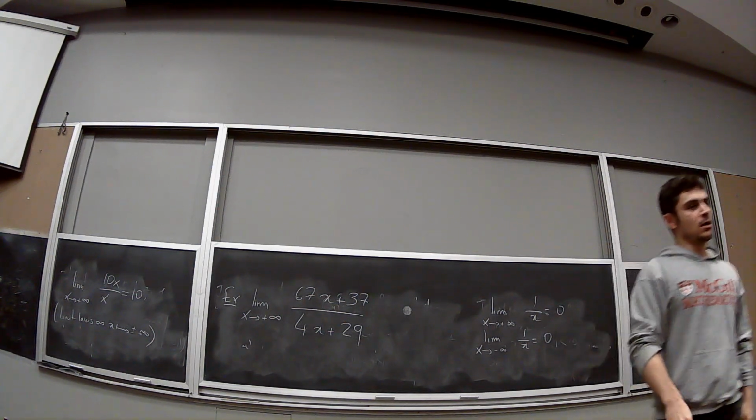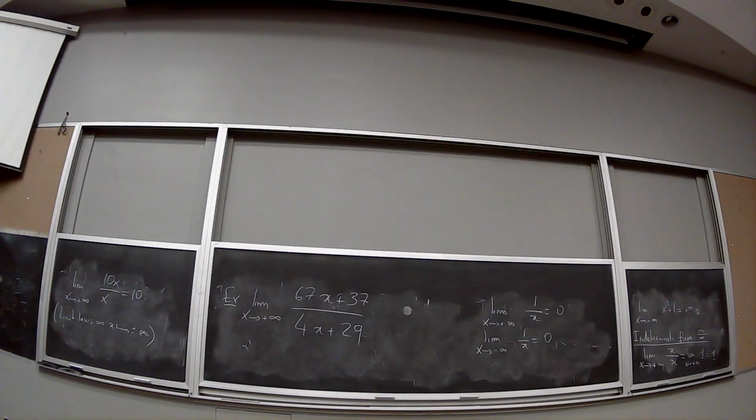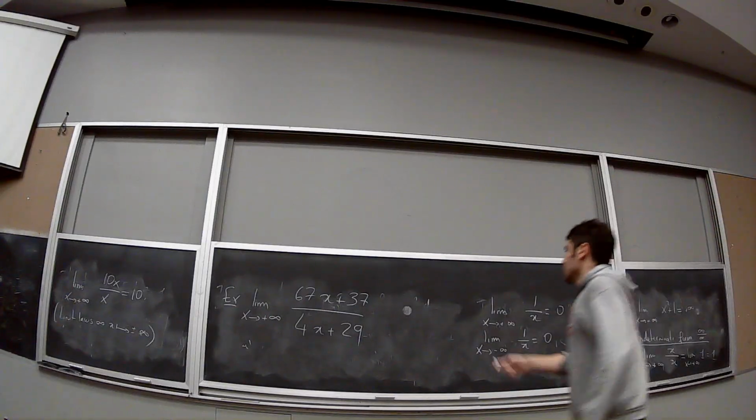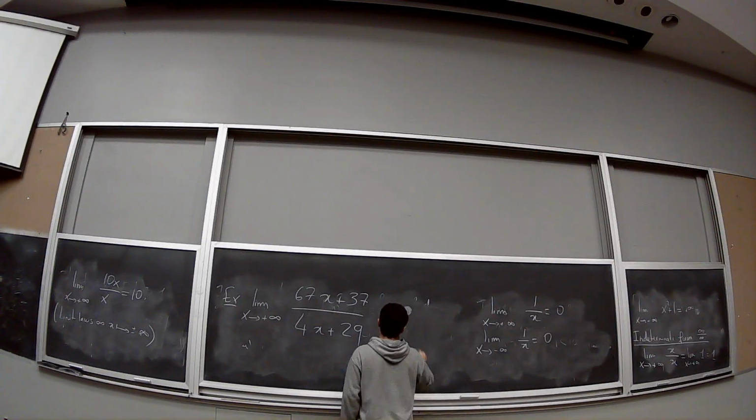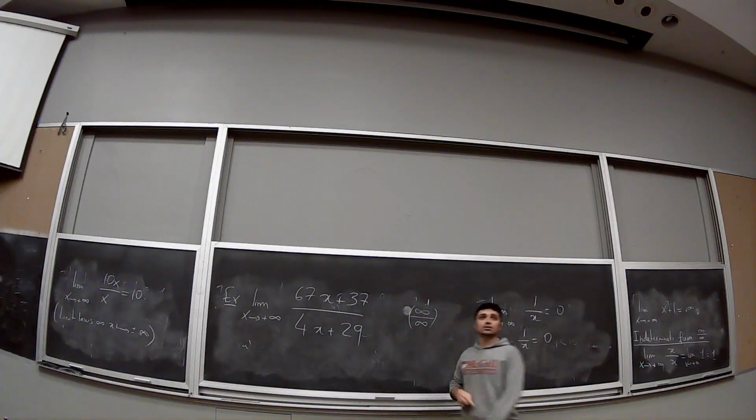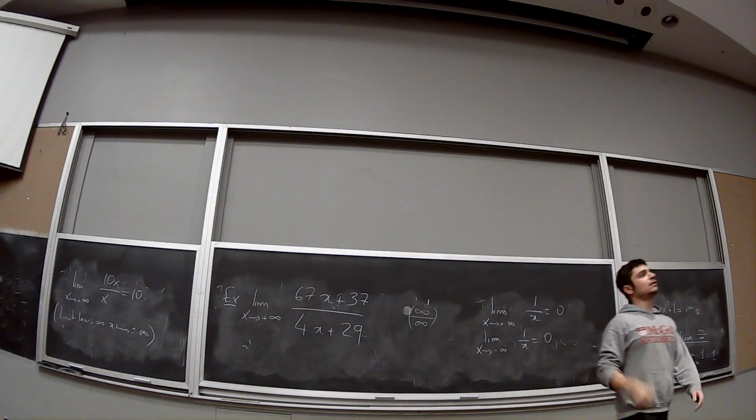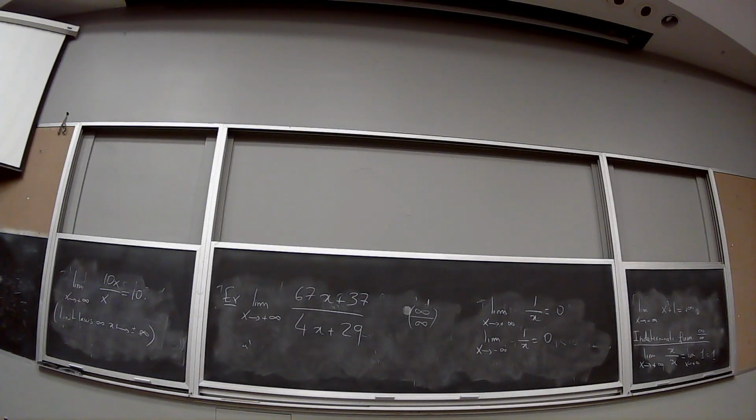Now let's look at this expression. The numerator, where does it go as x goes to infinity? Infinity, right? You have a linear function, and if x is very large, it will be very large, with a positive sign, because the slope is positive. The bottom is also infinity. So I have infinity over infinity, which is an indeterminate form.